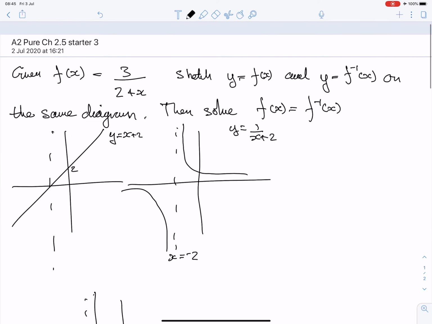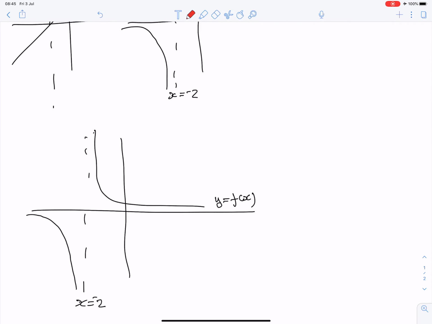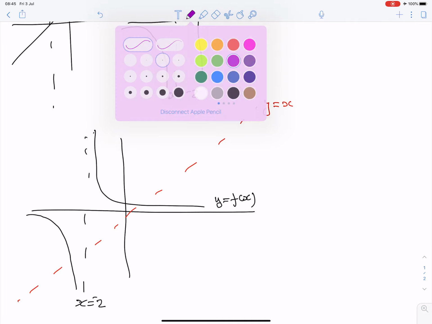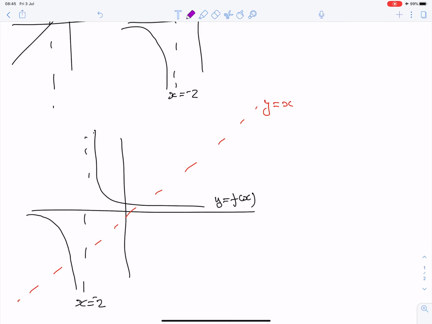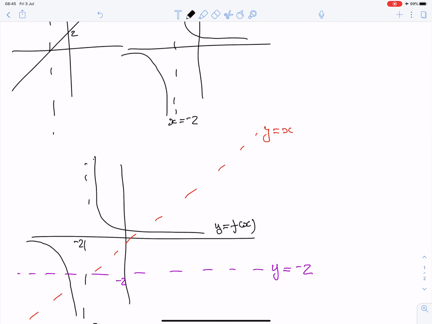Okay, now to get the inverse function, because we want it on the same graph, we know we have to reflect the graph in the line y equals x. And if we reflect the graph in the line y equals x, the asymptote will also get reflected. So we're going to get an asymptote in there at y equals minus 2. So this point here is negative 2. This point up here was negative 2. And the graph then is going to have the same shape.